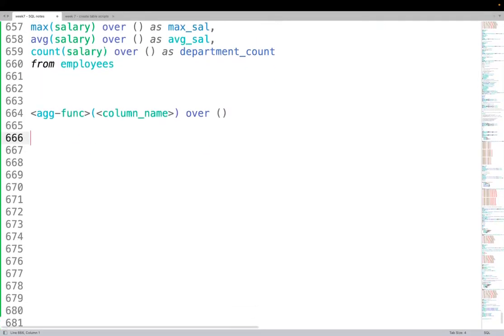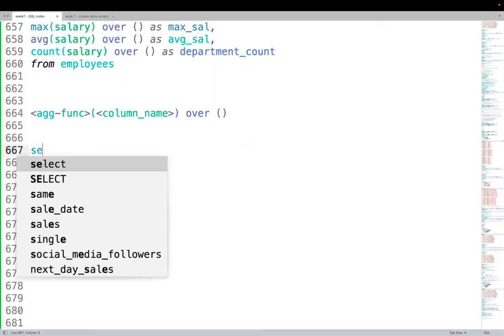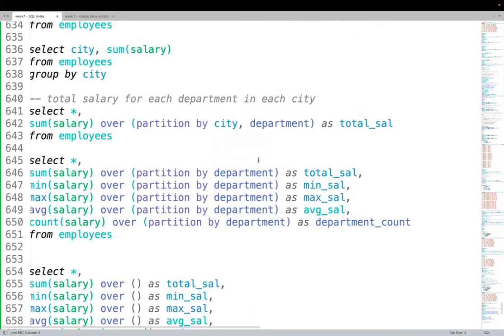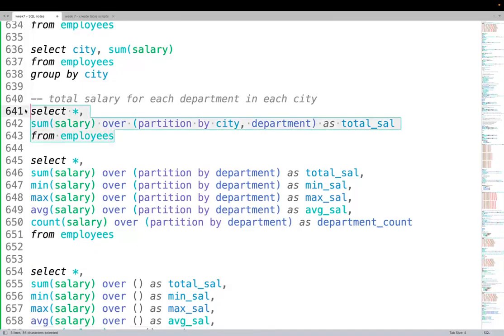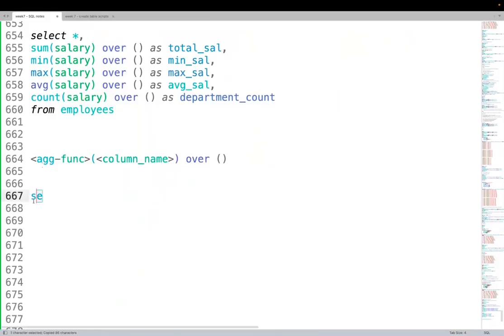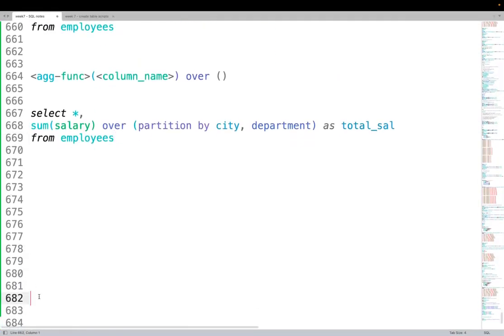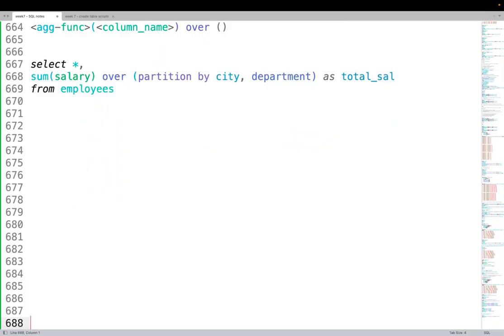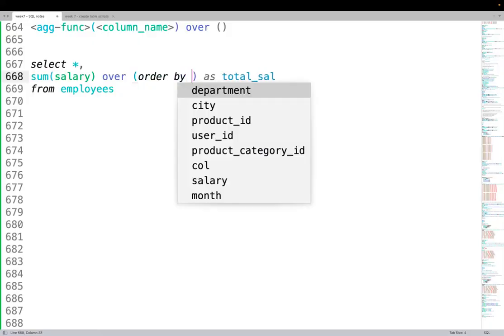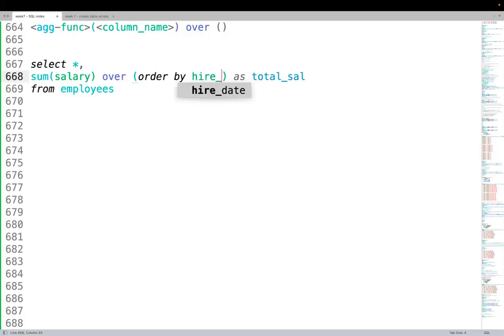So let me just take this, and I say select sum of salary, partition by department. I'm removing this, okay? Then you understood it will give the sum of salary for the entire table. Now, what if I do not give partition by, but I am giving order by, let's say hire date?